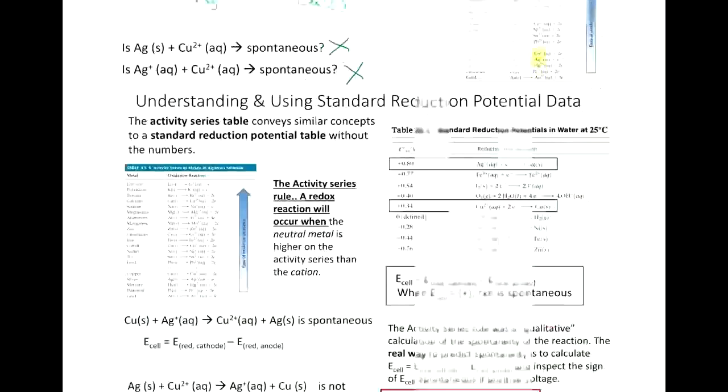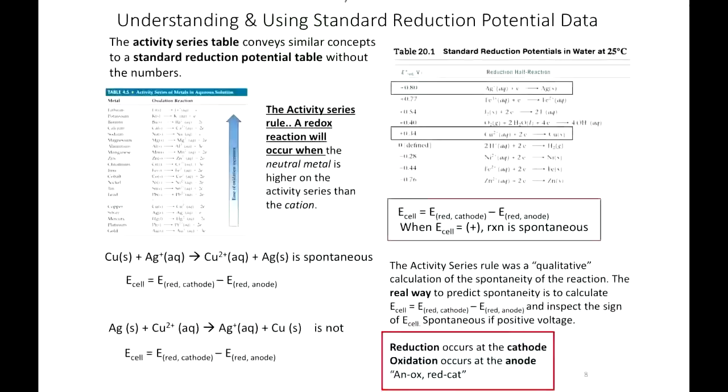Like in the previous chapter, we were always looking for negative delta G values. In this chapter, we are looking for positive E values. Positive E cell values typically mean spontaneous reactions, which in turn means a negative delta G, which we'll talk about later. So when your cell potential is positive, your reaction is spontaneous. This is what you did in 1210 without even knowing it, all right?